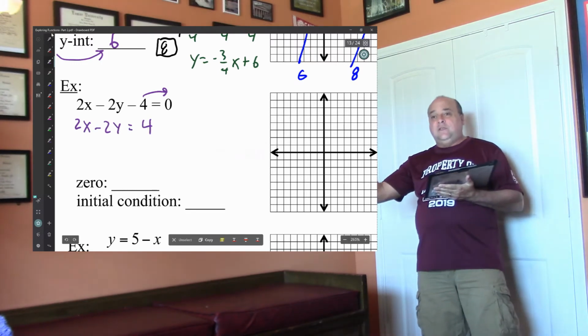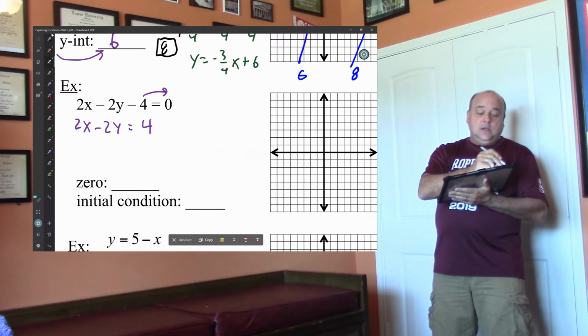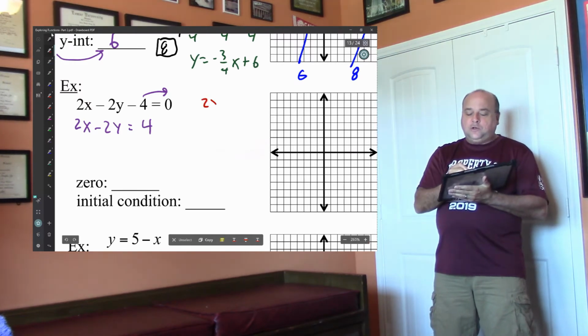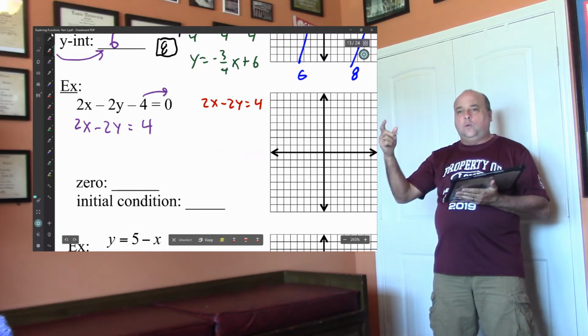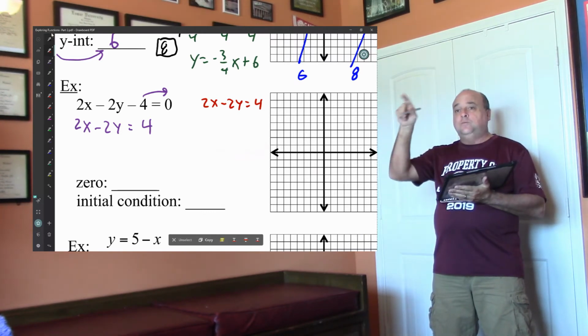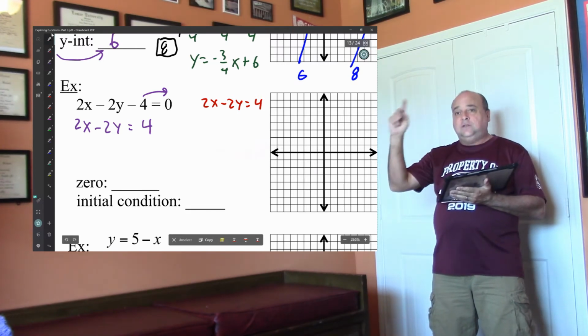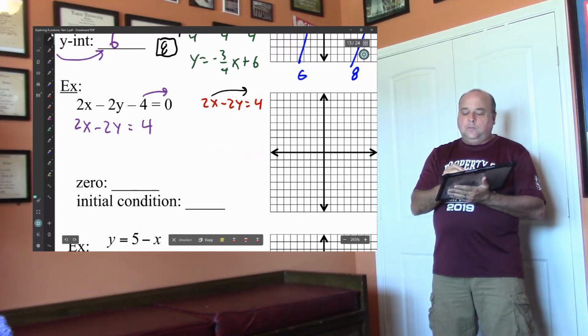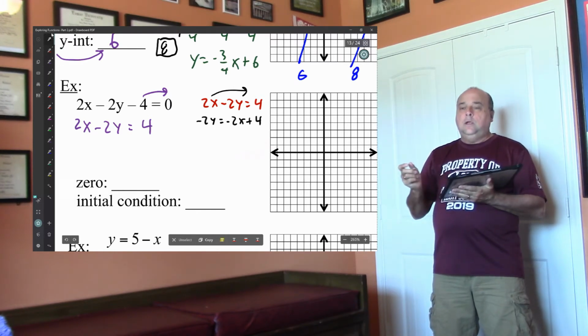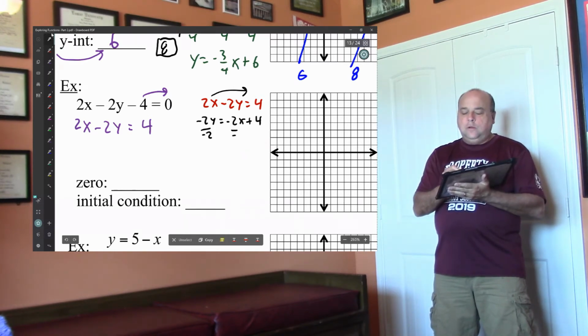Now then, to graph this, let's make this slope-intercept. So write down 2x minus 2y equals 4, and we're going to solve for y. So I'm going to take the 2x, move it across, and divide by negative 2. And I'll get y equals x minus 2.